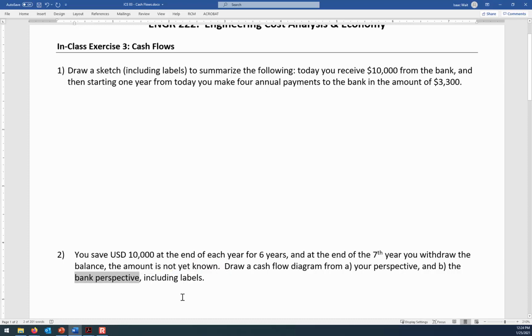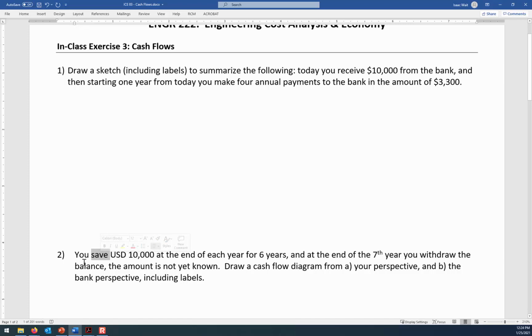What that means is don't just write the amount, but you also have to have P, A, and F as applicable. Okay, so let's start with what is our perspective if we are going to save the money. And save has 2 meanings, right? It means making deposits to an account, which is an outflow for you.